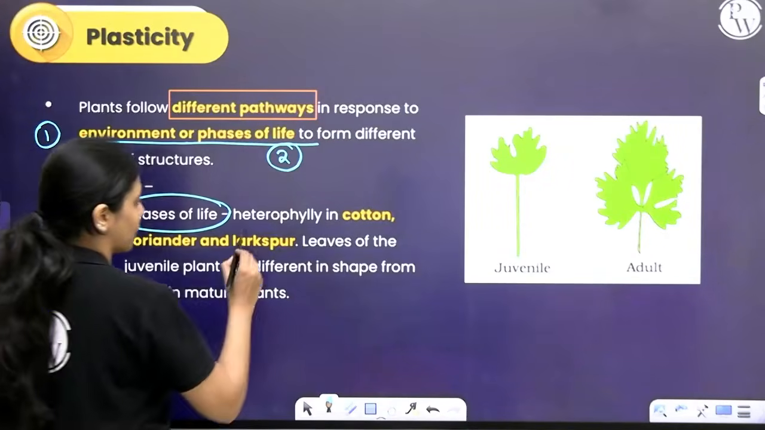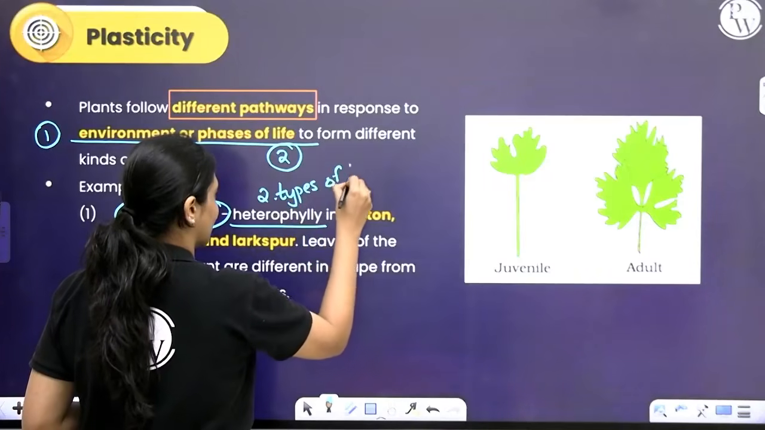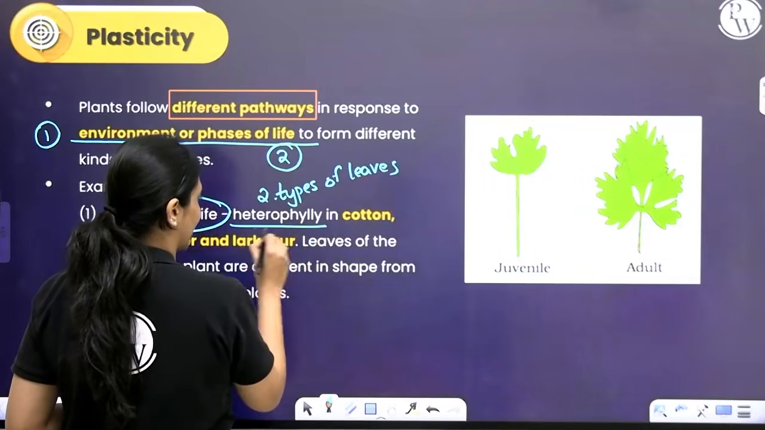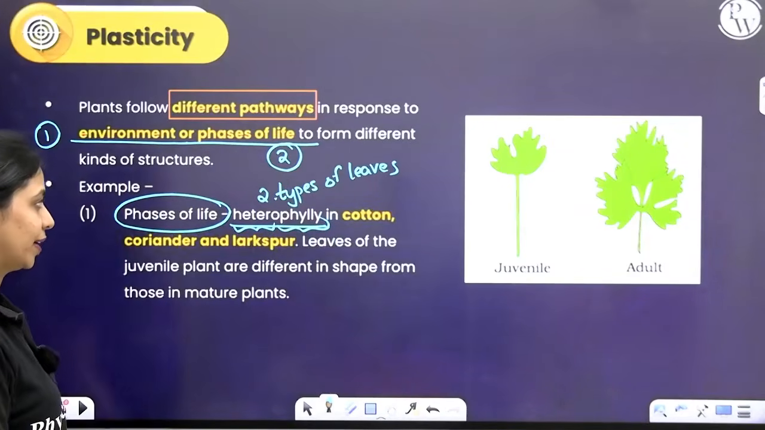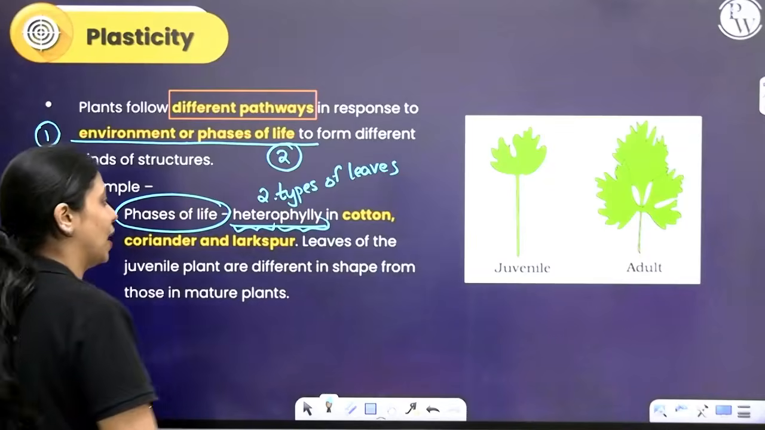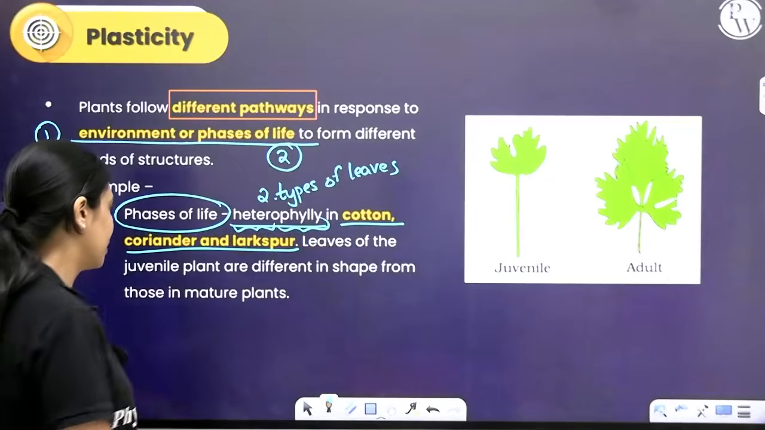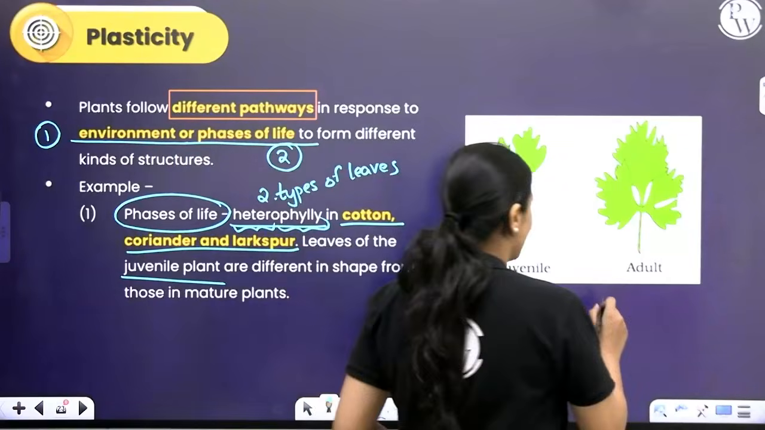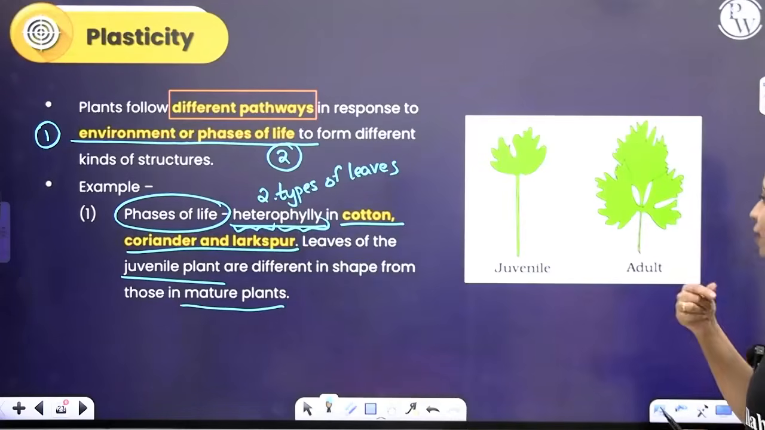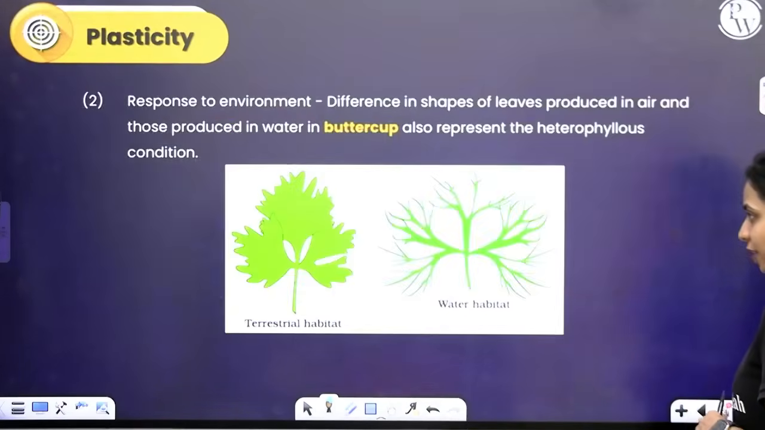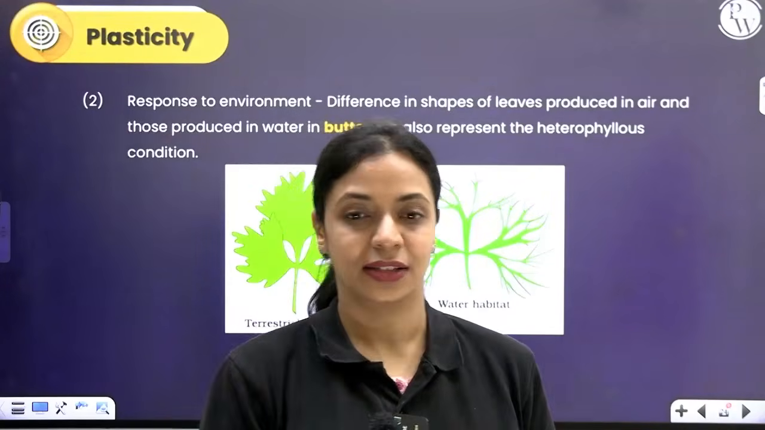Here you can see two types of leaves will be formed. That's why it's called heterophyly. Phyll means leaf. Hetero means many. More than one type of leaf. If the plant is forming, then we call it heterophyly. You can see this in plants like cotton, coriander and larkspur. So over here, the juvenile plant leaf is very different from the mature plant leaf. Next time you buy coriander for your house from the market, I want you to notice how the shape of the leaves is different in the younger leaves and in the older leaves.